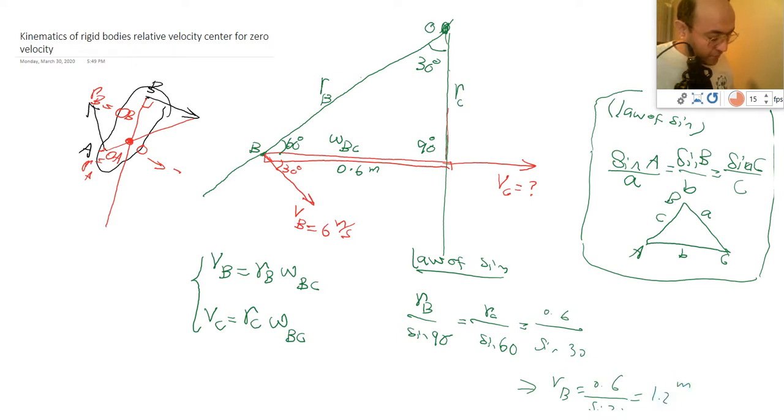Similarly, you can find RC. So RC from this problem is equal to sine 60 times RB divided by, or like the other way, I can go this way. I can say 0.6 times sine 60 divided by sine 30. The answer is 0.72.